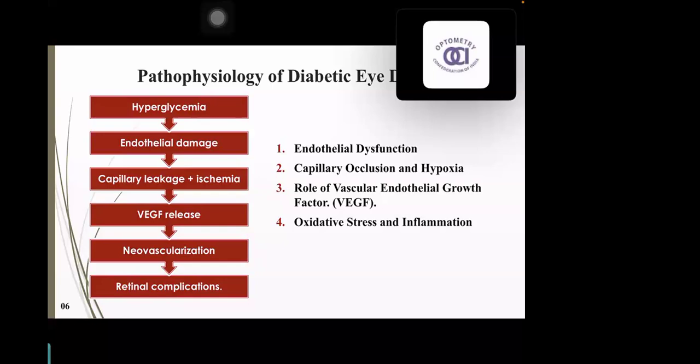Additionally, oxidative stress and inflammation contribute to the breakdown of the blood-retinal barrier, leading to significant macular edema and progressive vision loss. In short, the combination of leakage, occlusion, neovascularization, and inflammation forms the pathophysiologic basis of diabetic eye diseases.